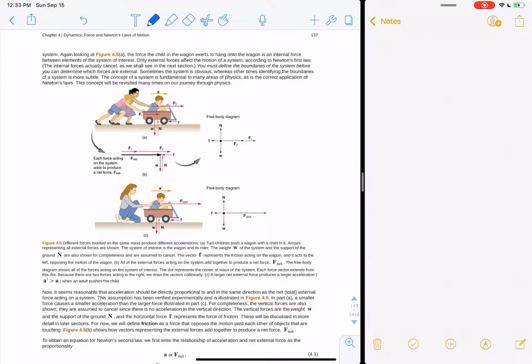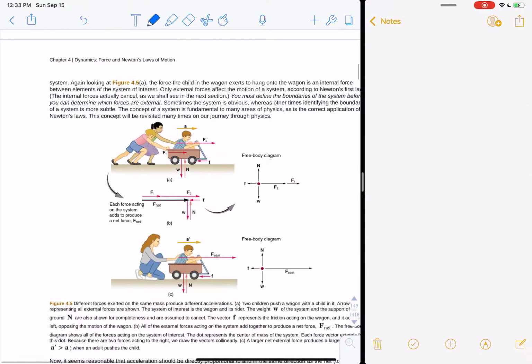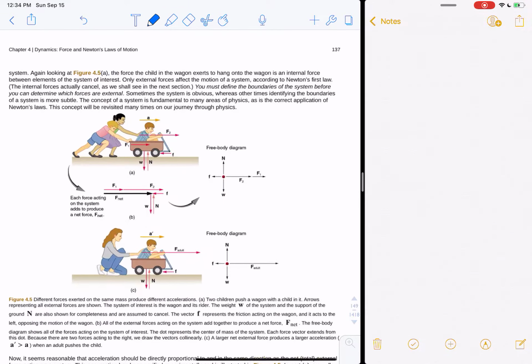Let's see. Okay, so we've got an example here. A couple folks pushing on, it looks like, an adult. There should not be an adult in that cart. I think it's supposed to be a child, but they didn't. Yeah, that's sad. Anyway, they're pushing on this wagon. And then we got a lot of arrows here. What the heck is this? Too many arrows, up and down and every which way.